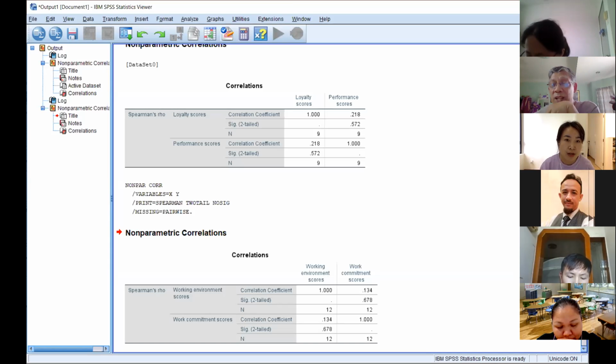In order to decide that, we ask what is 0? So 0 for working environment means something or nothing. It means something, right? When 0 means something, that is interval scale.